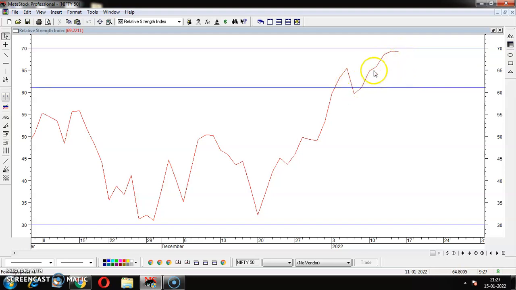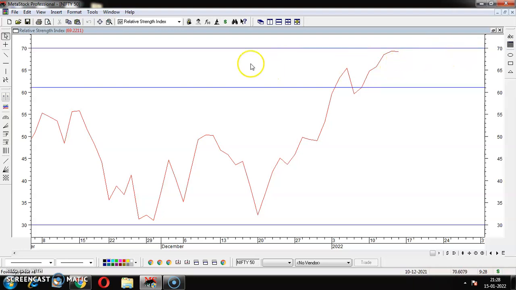Actually, this sort of indicator generally measures the momentum. The momentum is first to the price. So as the RSI is 69 plus, it means the momentum is bullish, and there is a possibility of a move to the upside. So we can say that the market is bullish.